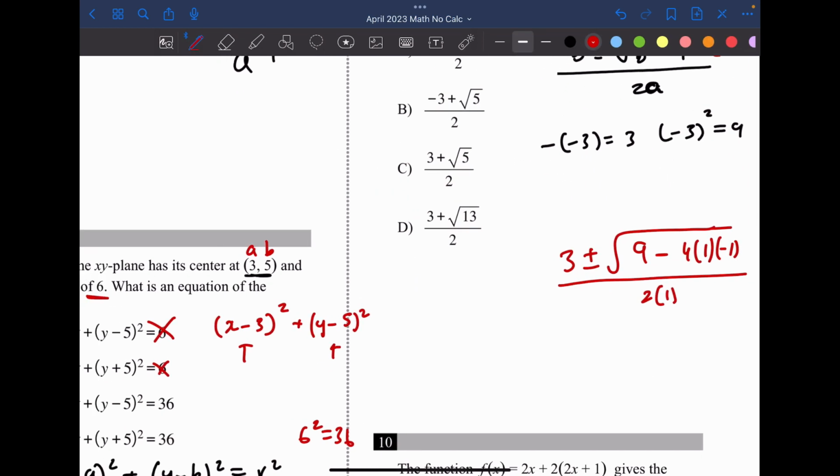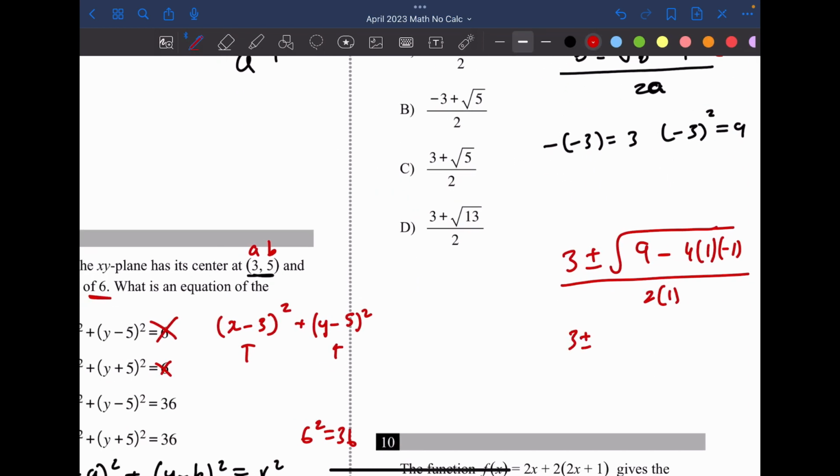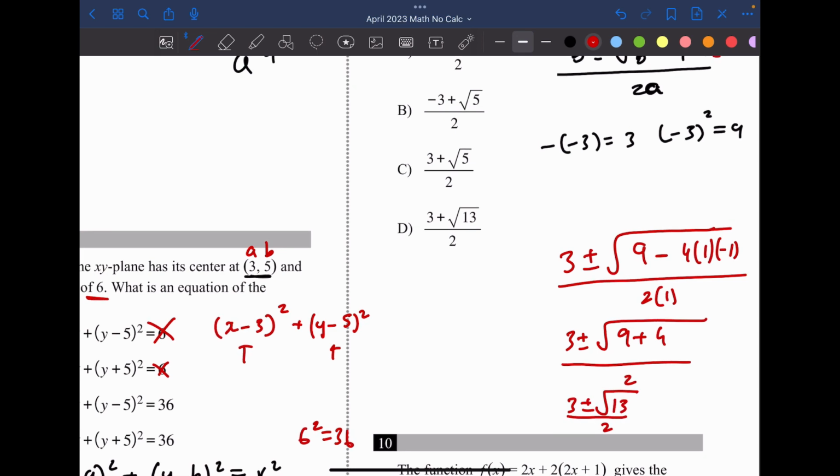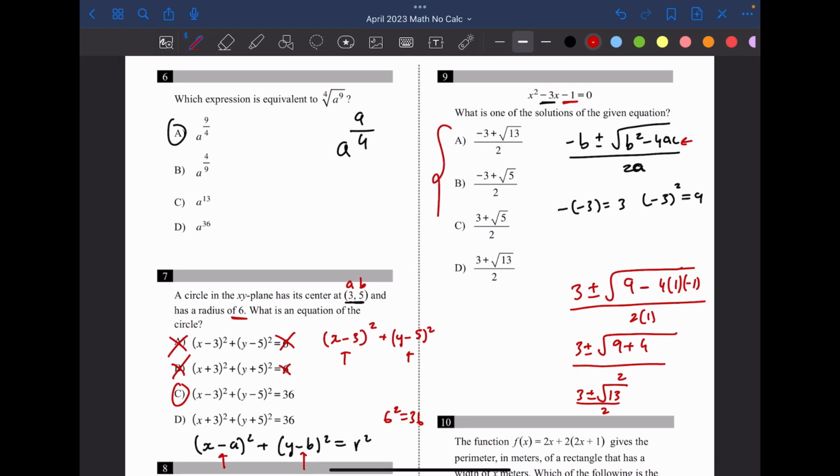And let's try to solve this a bit. This would be 3 plus minus the square root of 9 plus 4 because there are 2 negatives. 2 negatives make it positive, so 9 plus 4 over 2. This is the exact same as 3 plus minus the square root of 13 over 2. Are any of these matching what we got? Yes. D is correct because we have 3 here. We don't have negative 3. So the first two have negative 3, so they're both wrong.